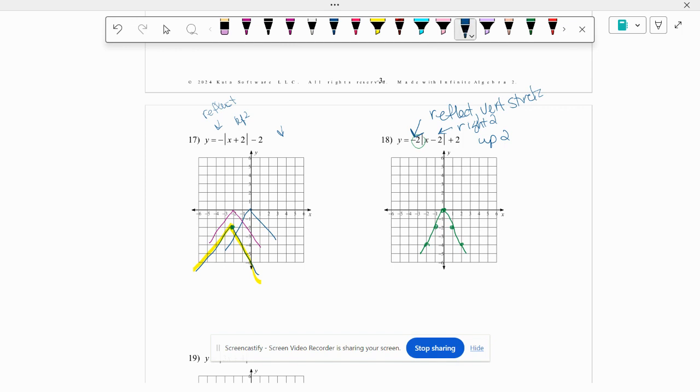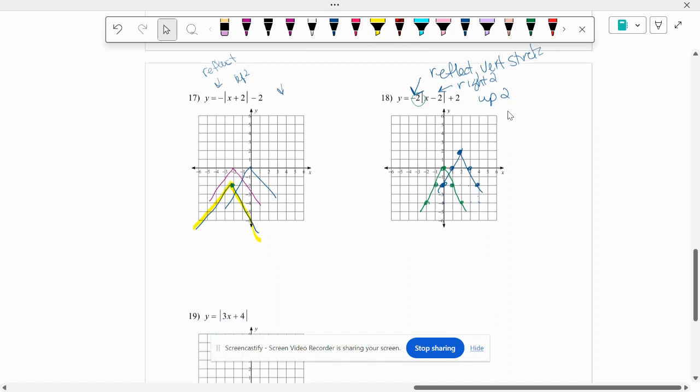And then I have to move it 2 units to the right. So my vertex gets moved over 2 units to the right and up 2. So you really could take every point and move it 2 units to the right, up 2, 2 units to the right, up 2, 2 units to the right, up 2. So that's what this looks like.